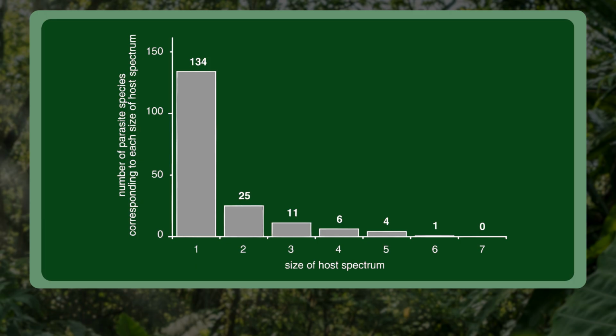The monogenes are incredibly host-specific. This is something that they are famous for. Let's take a look at just how host-specific these parasites are. On the x-axis, you can see the size of the host spectrum, which is also called the host range, or the number of host species that can be infected by a particular species of monogene. And this is a histogram, so on the y-axis, you have the number of monogene species that correspond to each size of the host spectrum or host range.